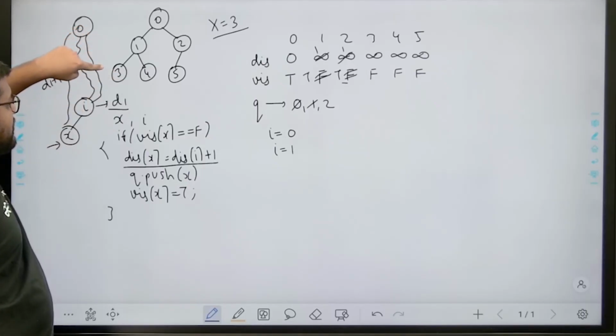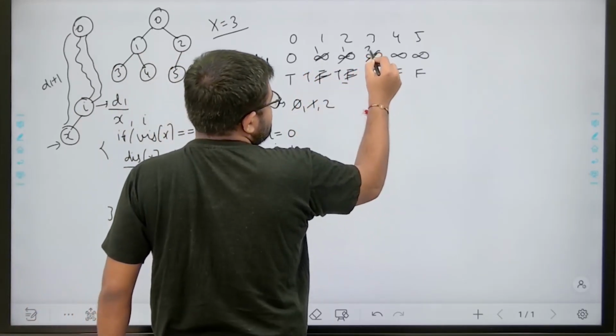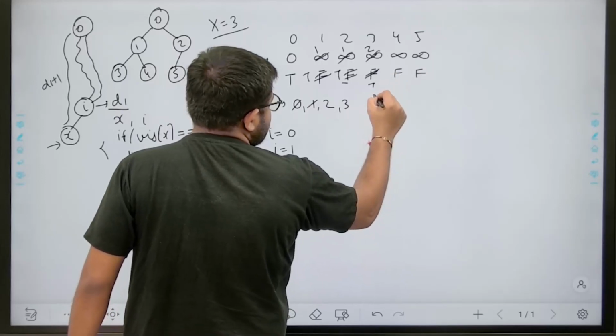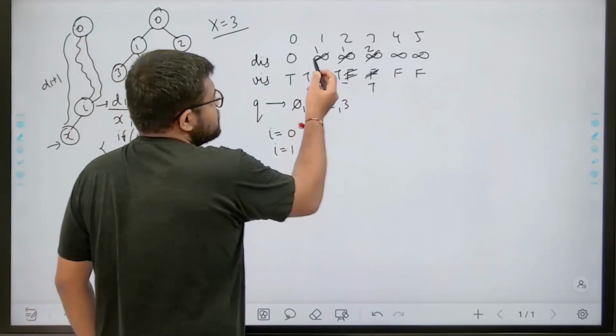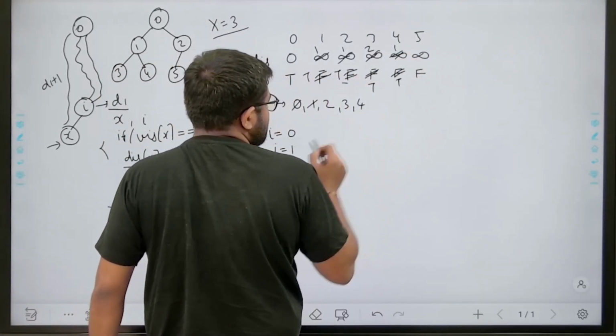So distance of 3 will be equal to distance of 1 plus 1. Distance of 1 is 1, so the distance of 3 will become 2. And I'll push it inside the queue and I'll mark it as true. Then distance of 4 equal to distance of 1 plus 1. Distance of 1 is 1, so this will also become 2. I'll mark it as true and I'll push it inside the queue.